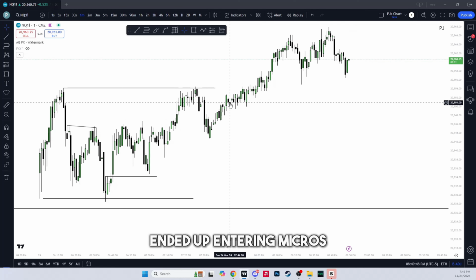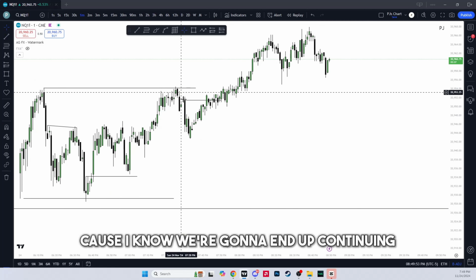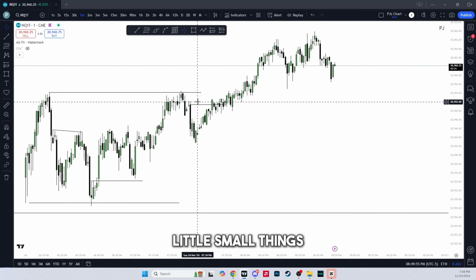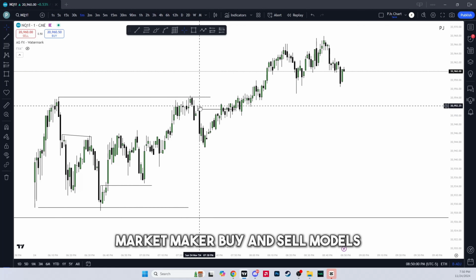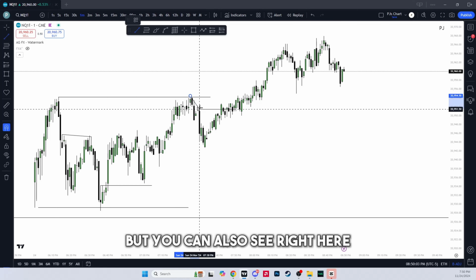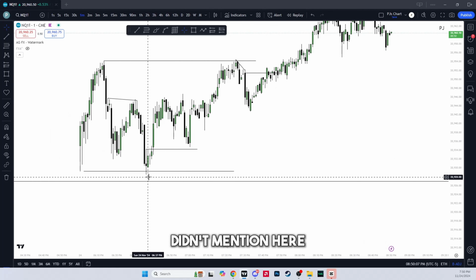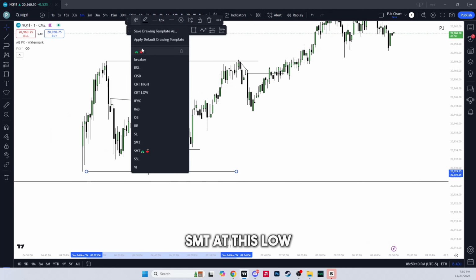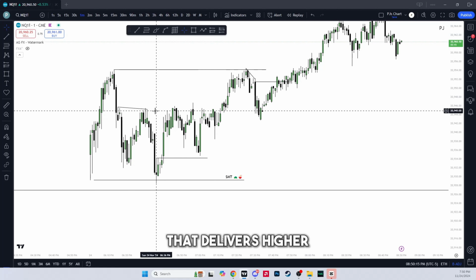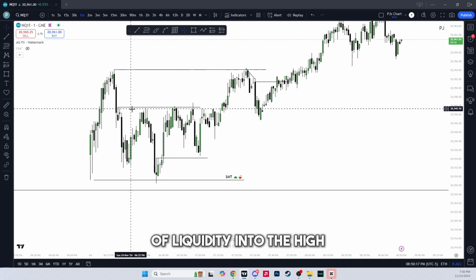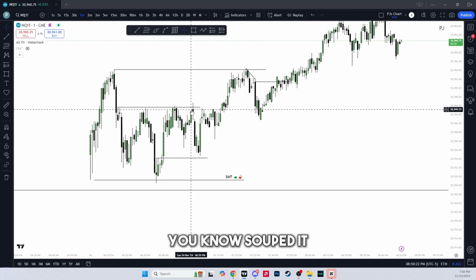Hit break even. I ended up entering micros right when we take out this body high because I know we're going to end up continuing, and those are little small things that are hints into deeper knowledge about market maker buy and sell models. But you can also see right here, right, the low resistance liquidity, the trend line resistance, and one thing I didn't mention here, right, is we had an SMT at this low. So not only is this a turtle soup, we have an SMT as well that delivers higher, delivers a whole bunch of liquidity into the high. Yeah, we souped it here, ran the high.